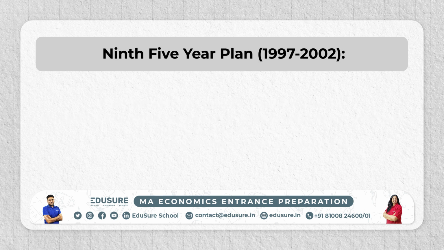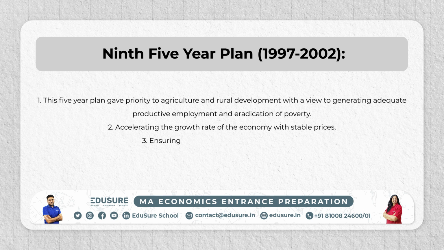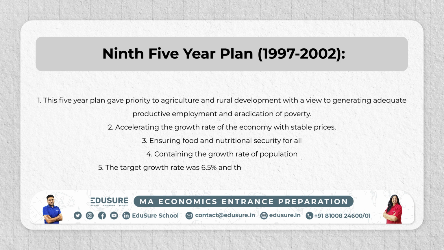Ninth Five-Year Plan, 1997 to 2002. This Five-Year Plan gave priority to agriculture and rural development with a view to generate adequate production, employment and eradication of poverty, accelerating the growth rate of the economy with stable prices, ensuring food and nutritional security for all, containing the growth rate of population. The target growth rate was 6.5% and the actual growth rate was 5.4%.